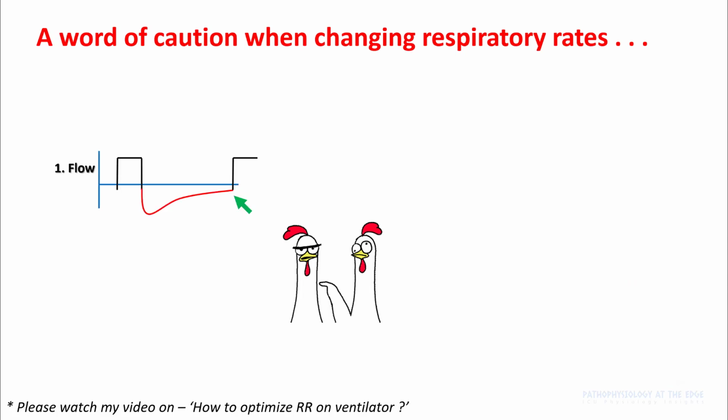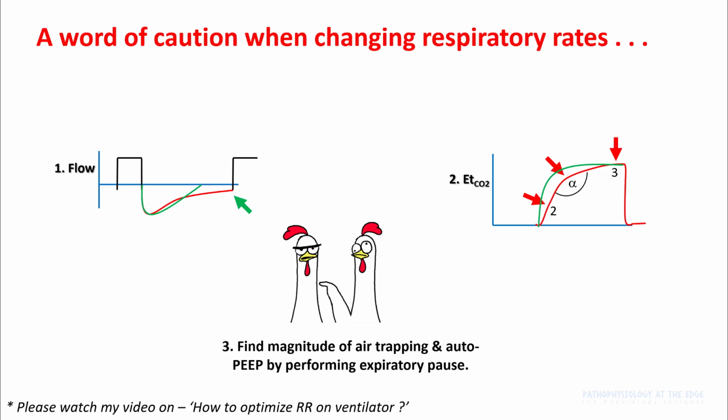To know that you're running into air trapping, look at your flow-time scalar and you will see that your expiratory flows are not returning to baseline. You can look at your capnogram and you can see that the slope of phase 2 is low, angle alpha is high, and you are unable to achieve a plateau in phase 3. And finally, you can figure out the magnitude of air trapping, the auto-PEEP, by performing an expiratory pause.